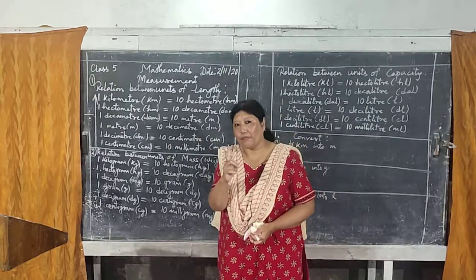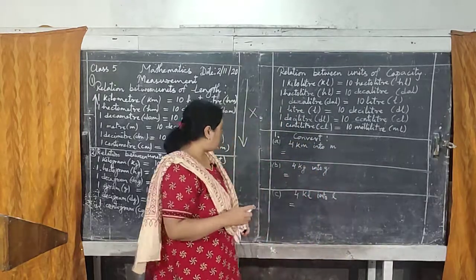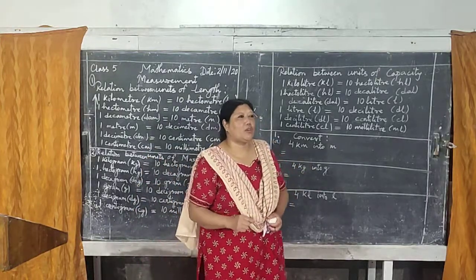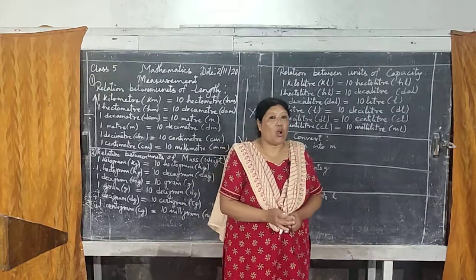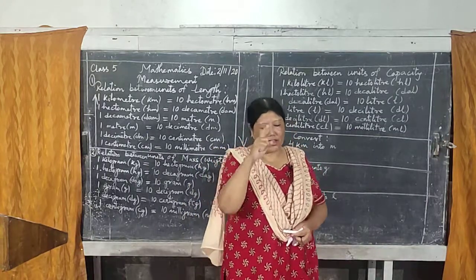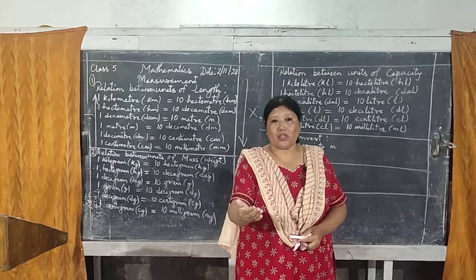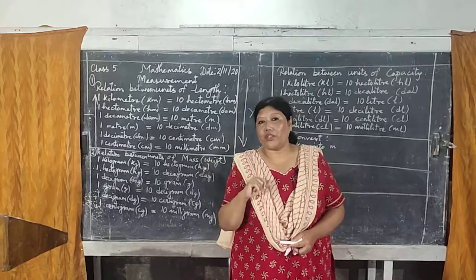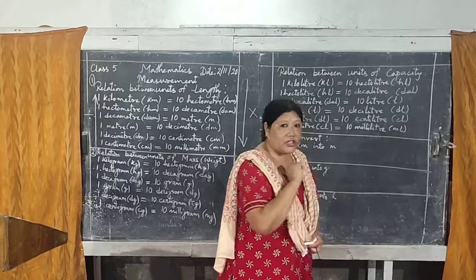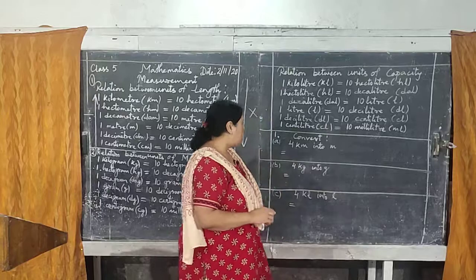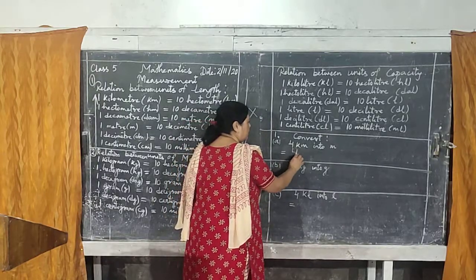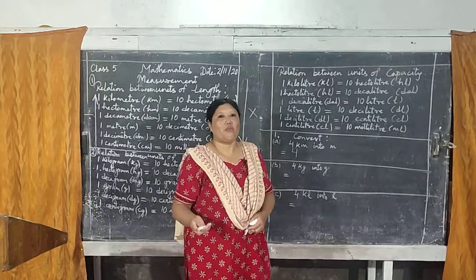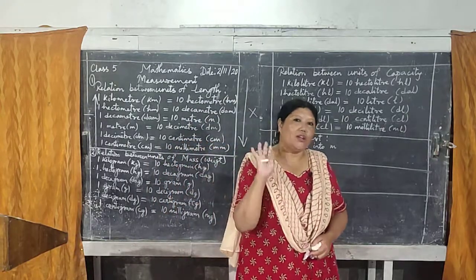Now listen carefully. Here I have written 4 kilometer into meter. So we are going to convert. What you have to find out is whether it is multiplication or division. What are you going to multiply? The question which is given already, isn't it? So write that question here: 4 kilometer into meter. Now write that 4. We are going to multiply or divide 4.